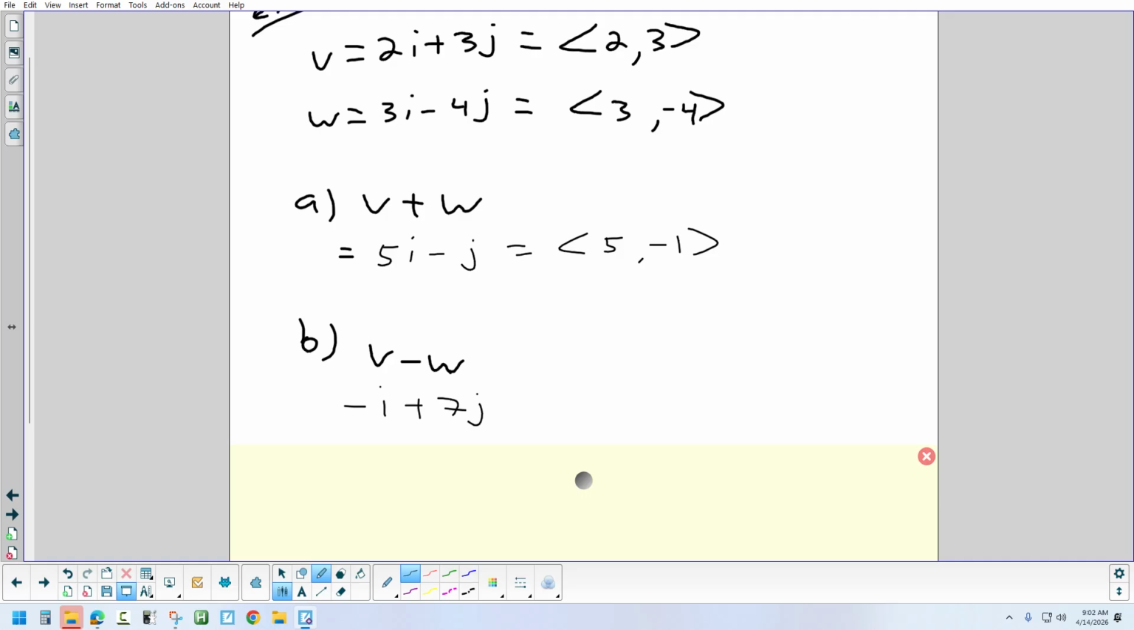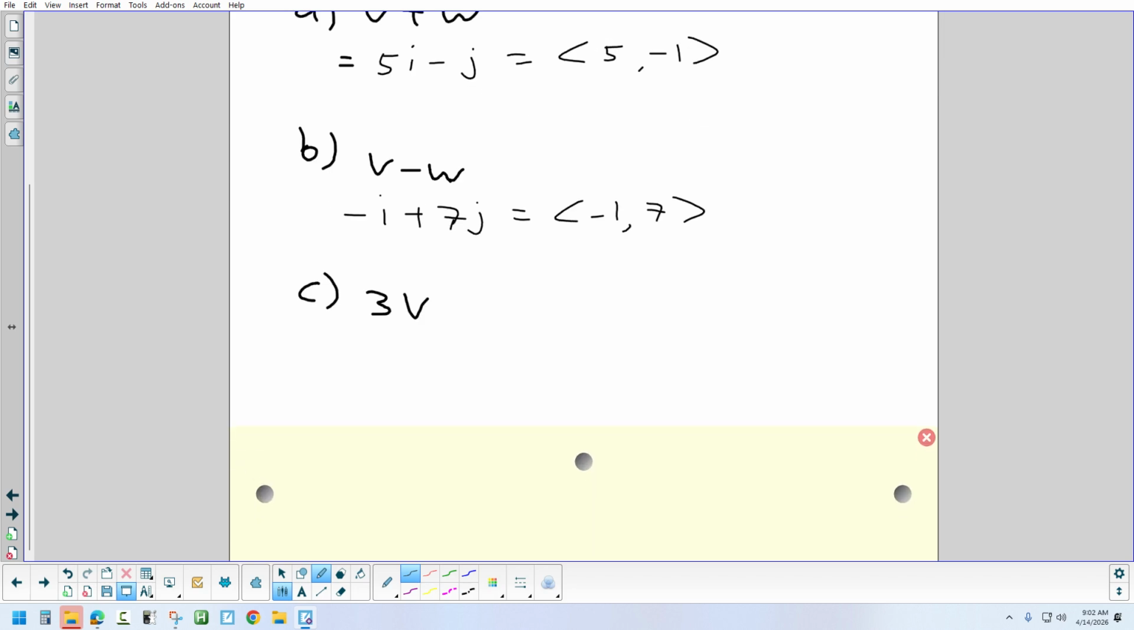Right. And how about, Annalise, if I wrote that in the other notation, what would we have there? Negative 1, 7. Perfect. Okay. So what we just did there takes the place of drawing out the vectors and having to figure it out that way.